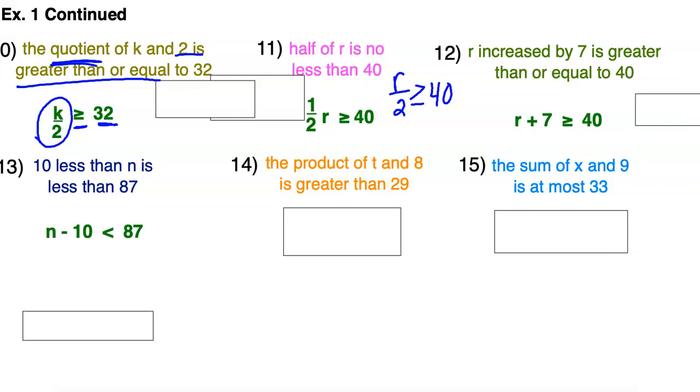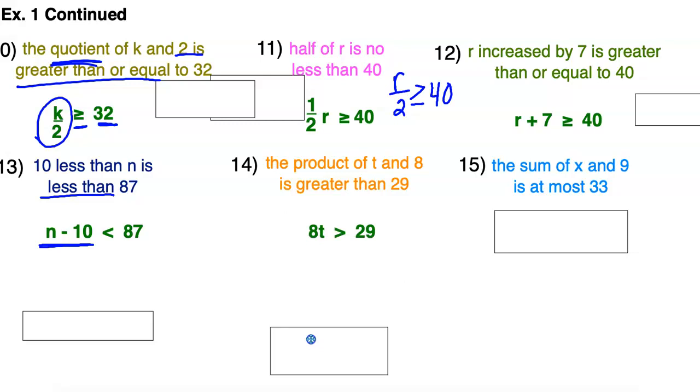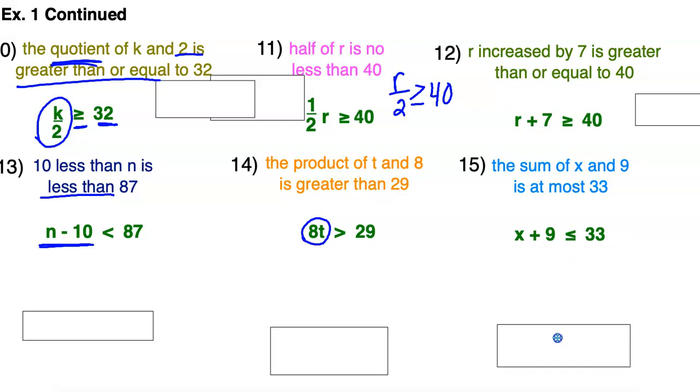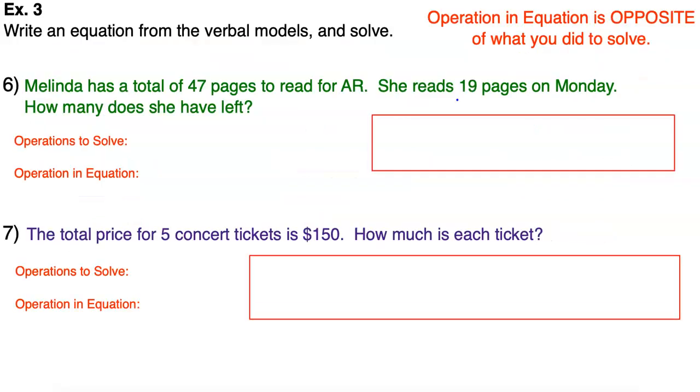10 less than n, so we're doing n, and then 10 less than that is less than 87. The product of t and 8, sometimes things are not written in the same order that we express them. We always put the number in front of the variable, and then it's greater than 29. And the last one on the screen, sum means to add, so x and 9, and then at most means less than or equal to 33.